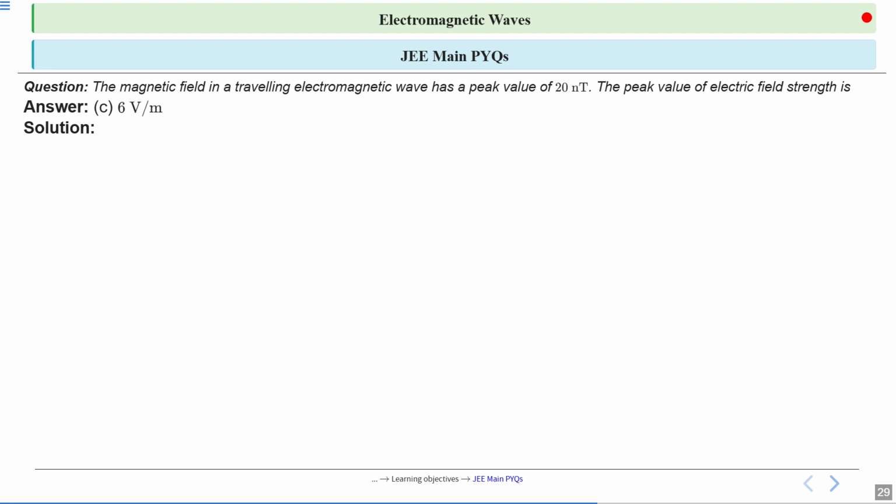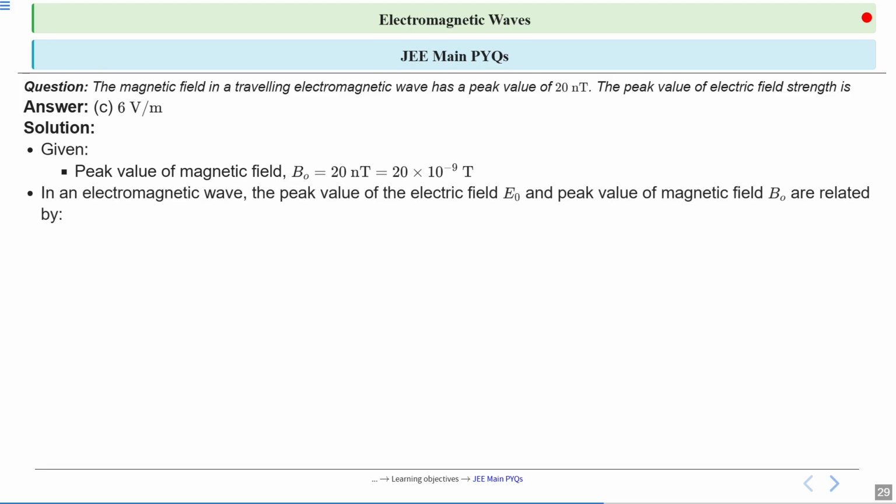So the correct option is C, 6 volt per meter. It is given in the question that the peak value of magnetic field B naught equals 20 nanotesla, which is 20 into 10 to the power minus 9 Tesla. In an electromagnetic wave, the peak value of electric field and peak value of magnetic field are related by B naught equal to E naught upon C. Very important relation, which is used in most of the questions.